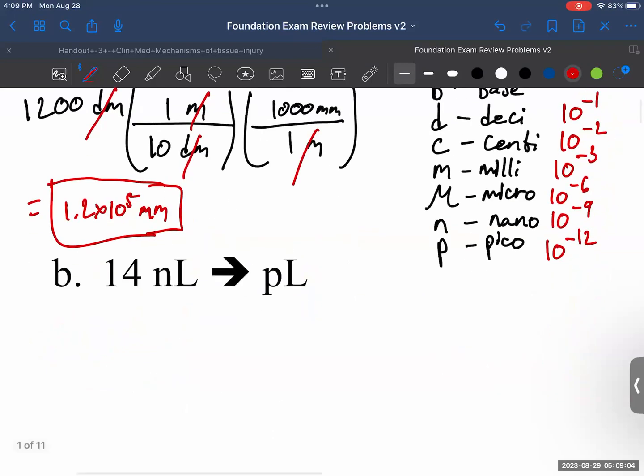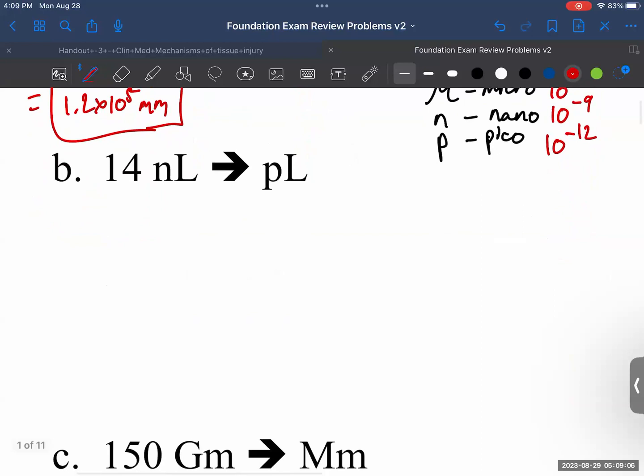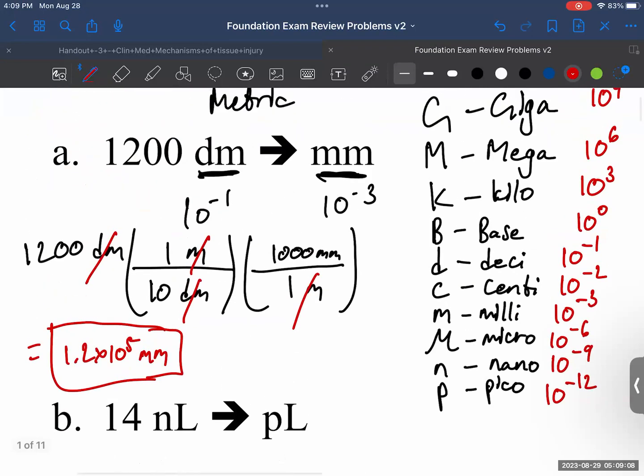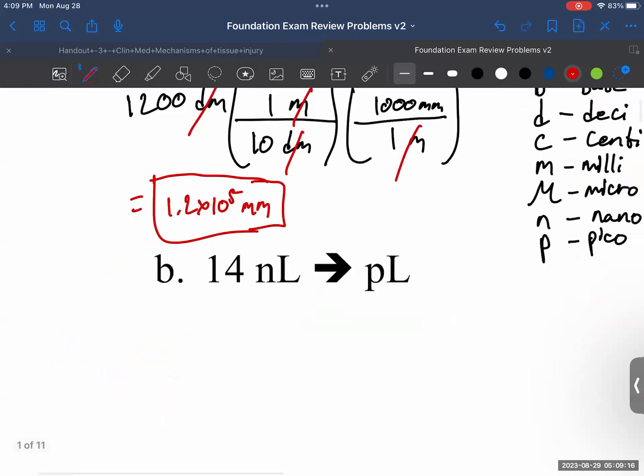All right, let's draw out a game plan. Similar to what Rich said, we want to go from whatever unit we're given, we start with, to our base unit, and then to the desired unit. So we're starting with nanoliters, and then what do we want to go to from here? Liters, and then we go to picoliters. All right, so 14 nanoliters.